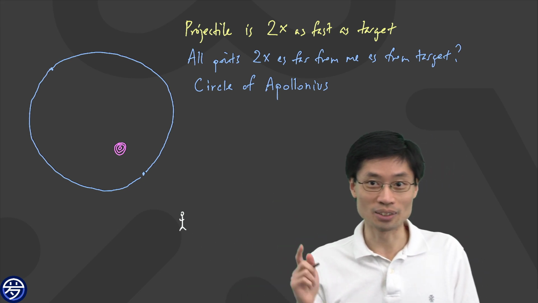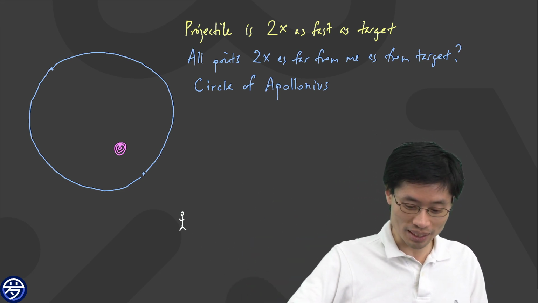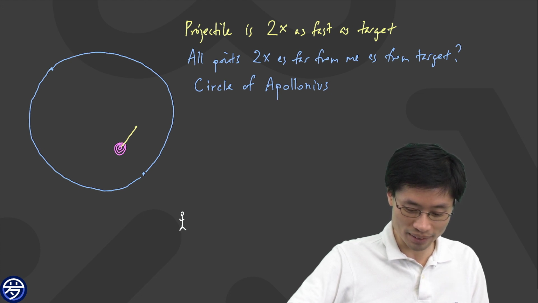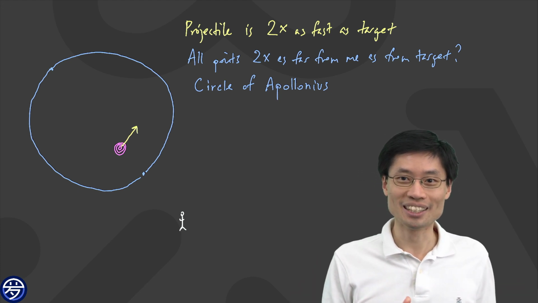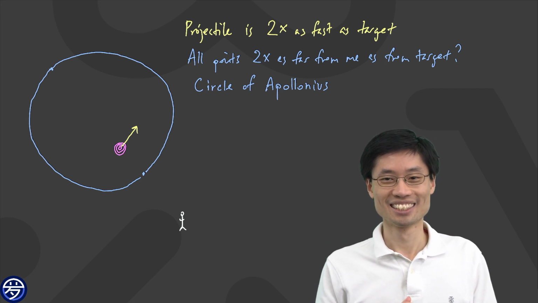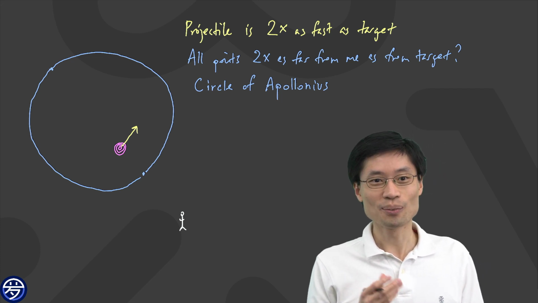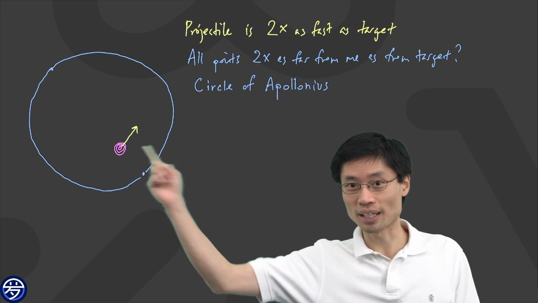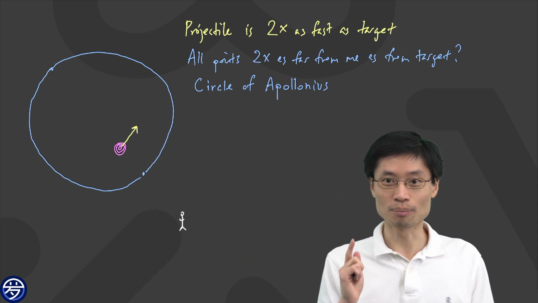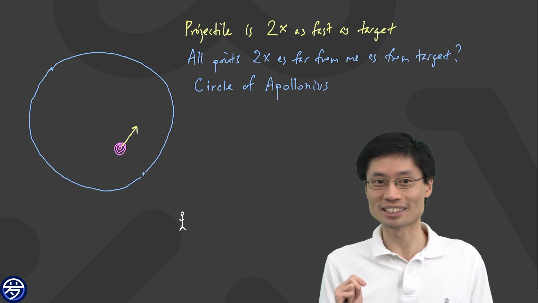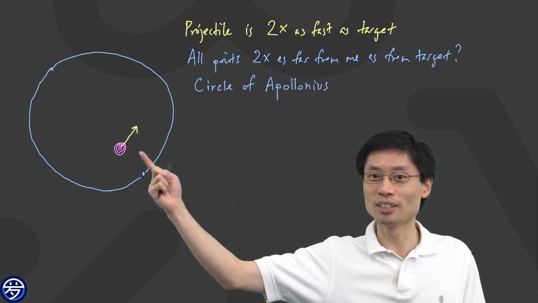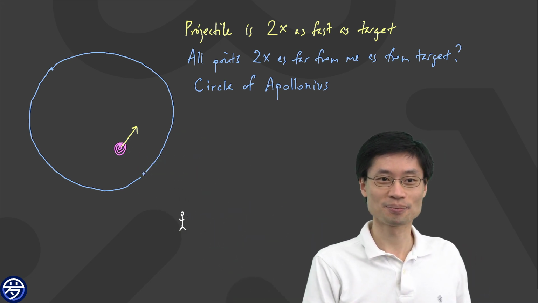Now, let me tell you how to aim at the target. Suppose that the target is moving at this speed. Can anyone tell me where I should aim? This is actually pretty cool. Where should I aim? The target is moving at that speed, and I know that my projectile is exactly twice as fast. So what should I do if I know that the target is moving in that direction?